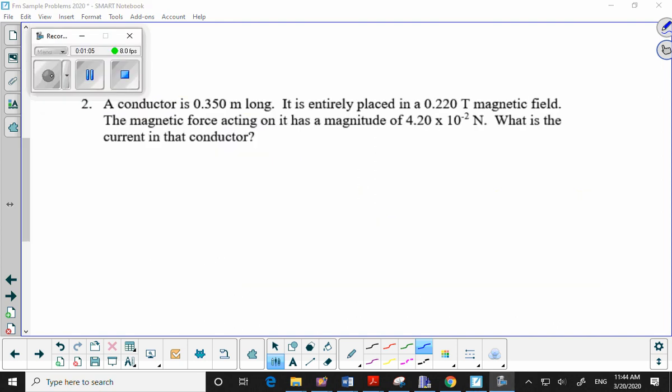Okay, question number 2. The conductor is 0.35 meters long. It's entirely in the magnetic field, which has a value of 0.22 Tesla. And it tells you the force. It wants to find out what the current is. So since this is a conductor that we're dealing with now, we have to use the other formula.